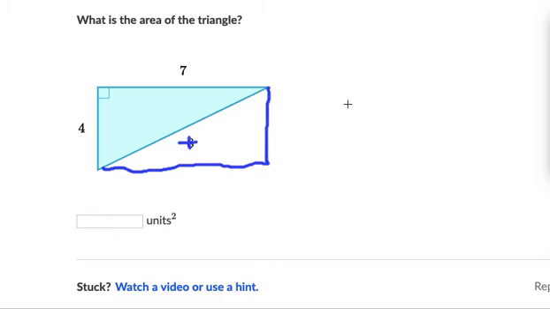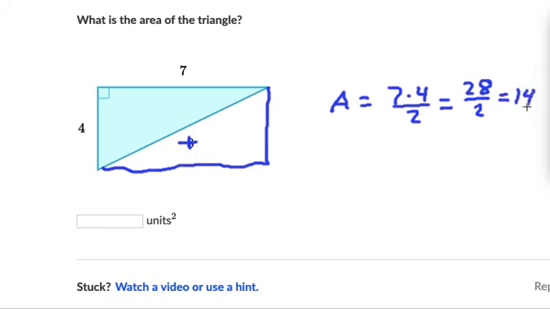Okay, so to find the area of that triangle, the area would equal 7 times 4 divided by 2, which, 7 times 4 is 28. So we end up with 28 divided by 2, which would give us 14. So that's the area of that one.